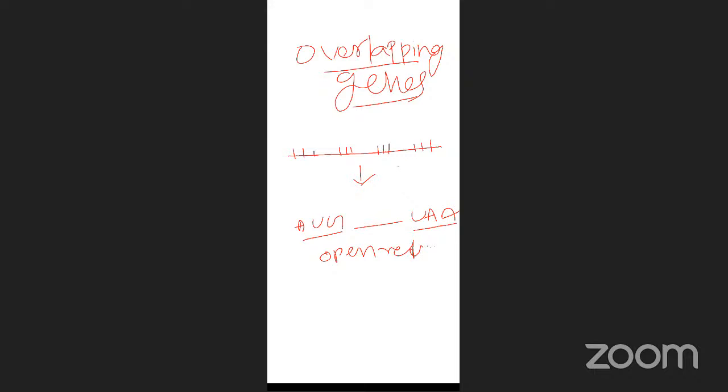Then overlapping means, in a homologous chromosome, two genes. For example, this is one chromosome's genes and this is another chromosome's genes, right? Tell me some sequence. Start, for example, is AUG. Here also AUG.